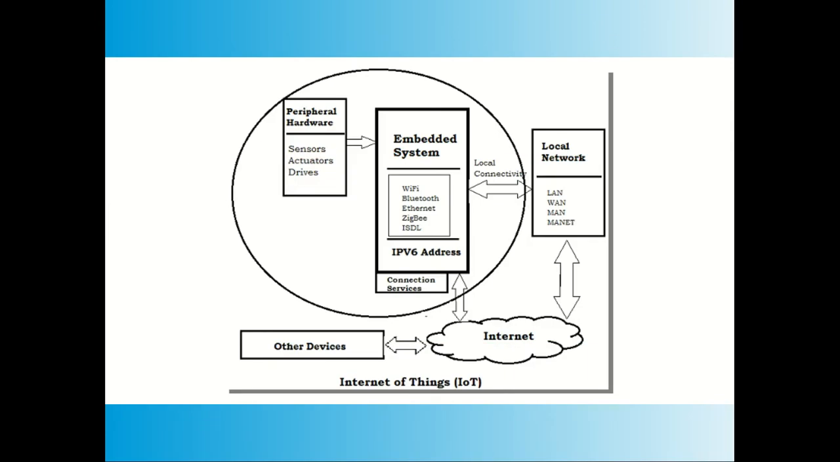Now, this diagram depicts how an embedded system is connected through internet. Embedded system can have a unique IP to connect to internet. It can also be connected to other devices using a LAN, such as your lights can be connected to each other so that all lights can be turned on or turned off with a single button.